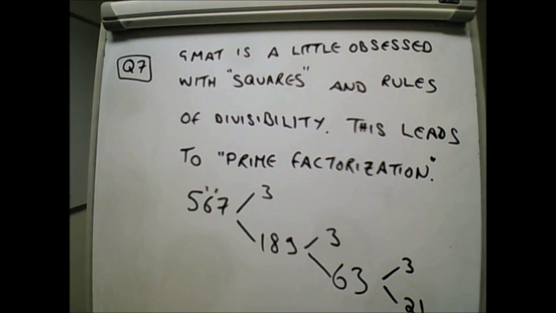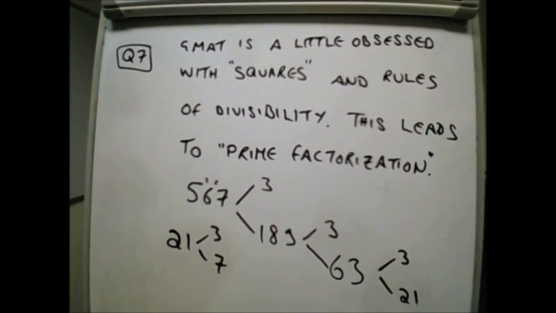Okay, is 21. Now, if you know your times tables, immediately you know that 21 is 3 times 7. And remember, 7 itself is a prime factor, so we can go no further.